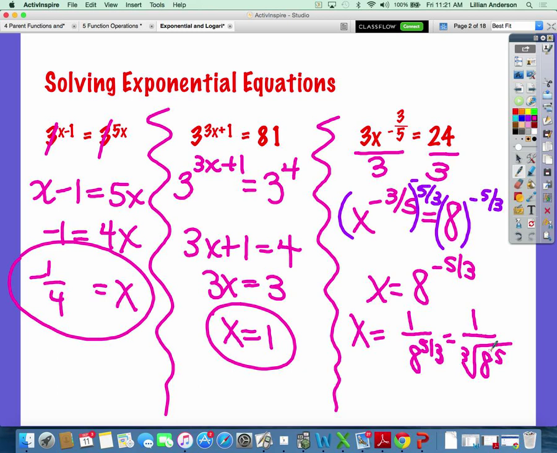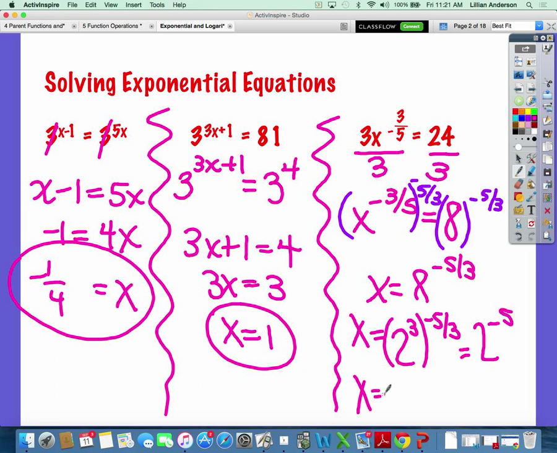2 to the 3rd. If I were to rewrite 8 as 2 to the 3rd, I'm still raising it to a negative 5/3. What do you notice? What gets canceled? The 3. So when I multiply, this basically becomes negative 15 over 3, which is negative 5. And this is a little bit easier to do, right? What's 2 to the negative 5th power? So don't forget about that.